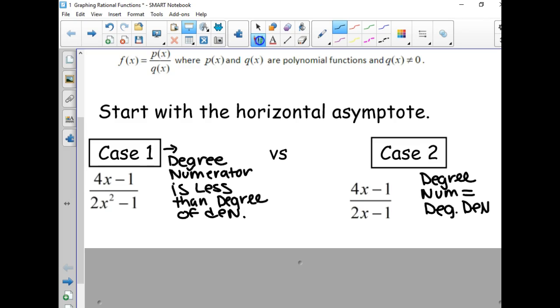Now we're talking about the horizontal asymptote. We look at the degrees. Well, so what? What does that mean now? Okay. Well, what that means is if the degree of the numerator is less than the degree of the denominator, then your horizontal asymptote is y is equal to 0 every single time. That's the x-axis. Y is equal to 0 is your x-axis.